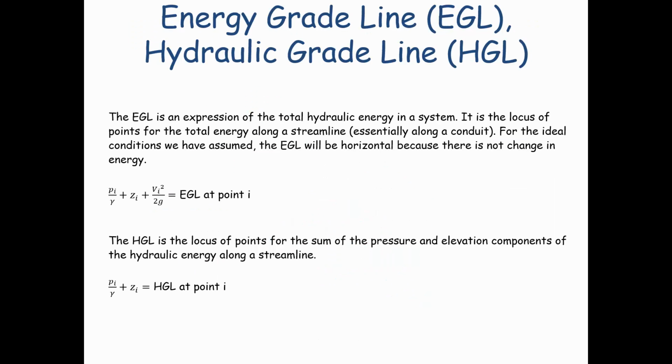Alright, in the laboratory too, you're going to be doing measurements in which you'll be able to calculate energy grade line and hydraulic grade line. So we're going to get the definition here. The energy grade line is an expression of the total hydraulic energy in a system. And here it is, the locus of points for the total energy along a streamline, essentially along a conduit, in other words.